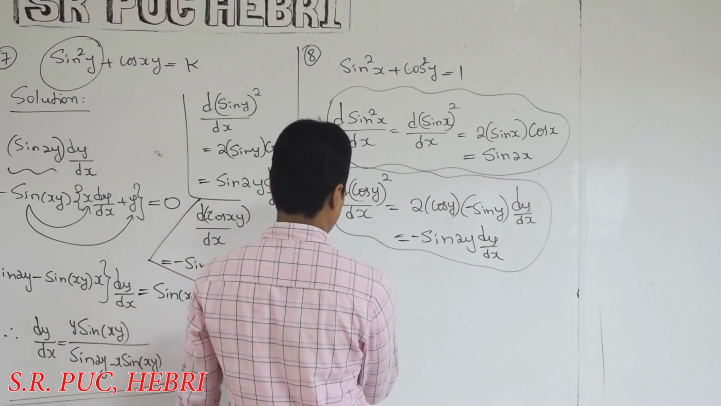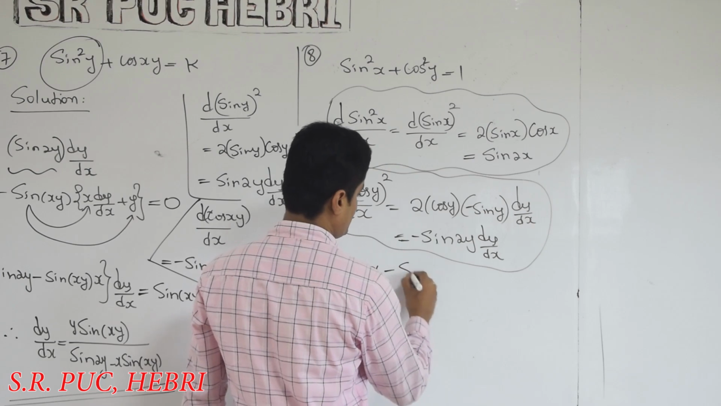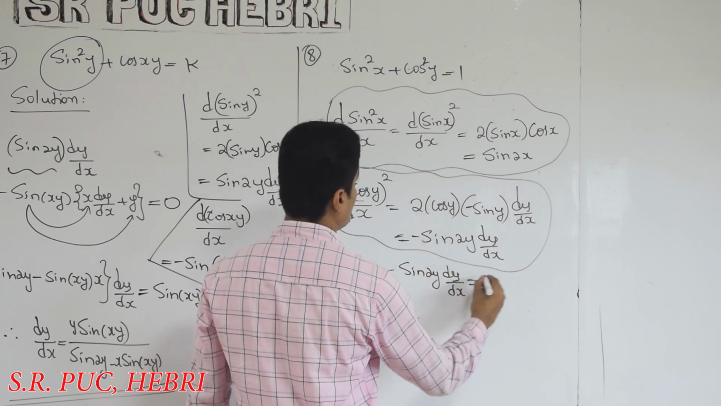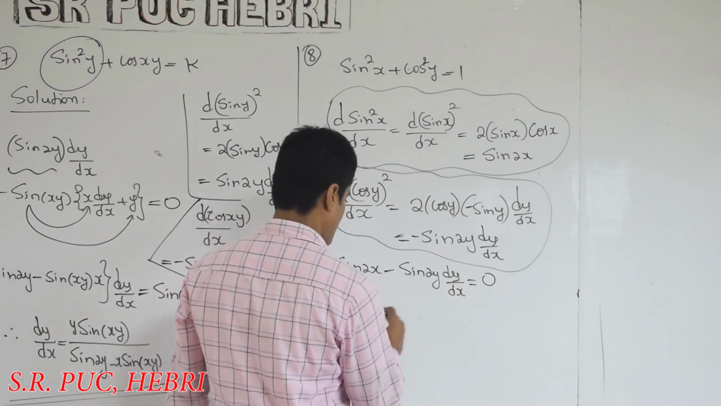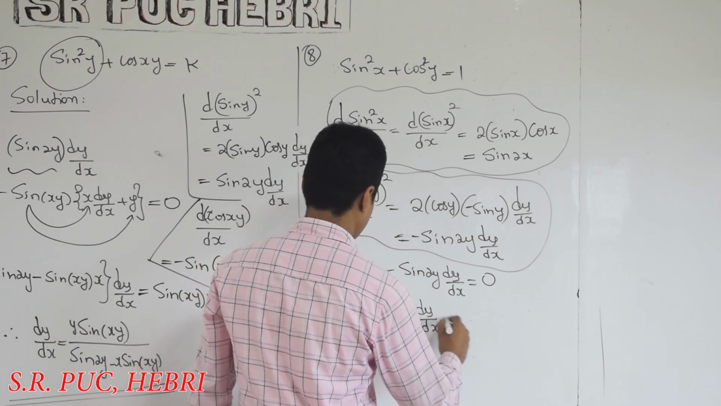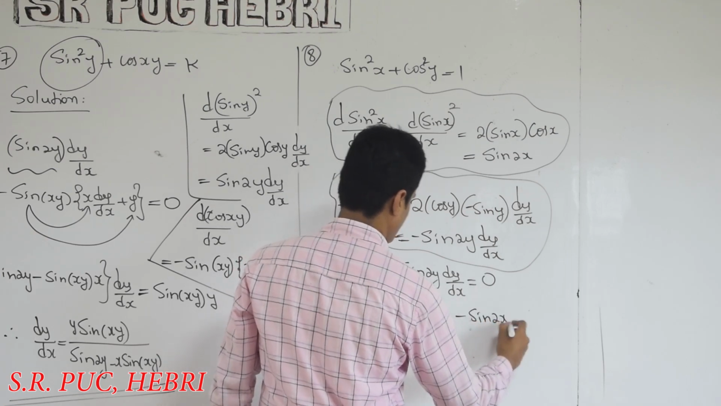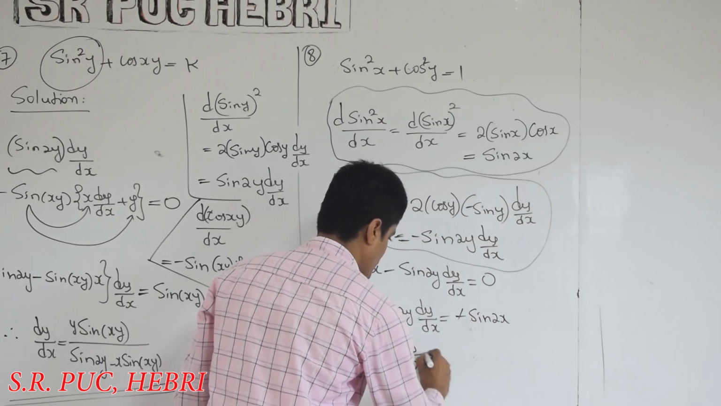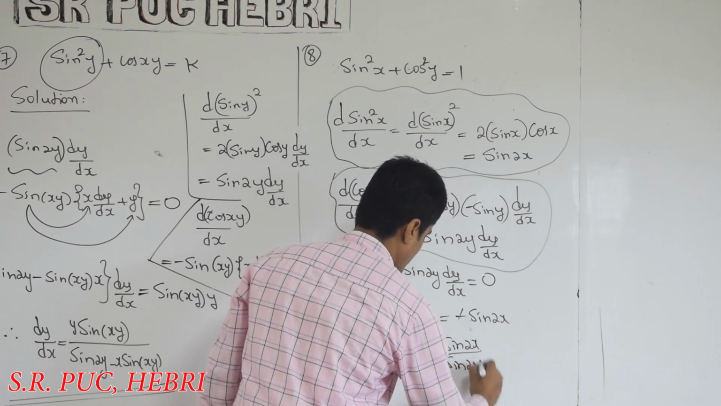Combine. So what is the first term? No dy by dx, only sin 2x, minus sin 2y into dy by dx, equal to the derivative of 1, which you know is a constant, so 0. Therefore minus sin 2y into dy by dx is equal to minus sin 2x. So minus minus cancel, and therefore dy by dx is equal to sin 2x divided by sin 2y.